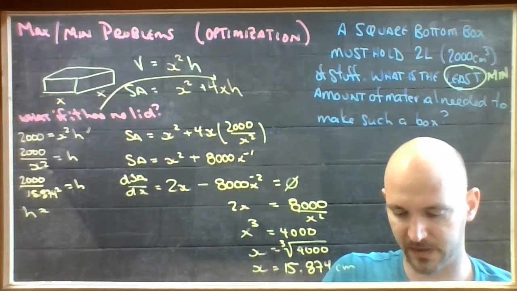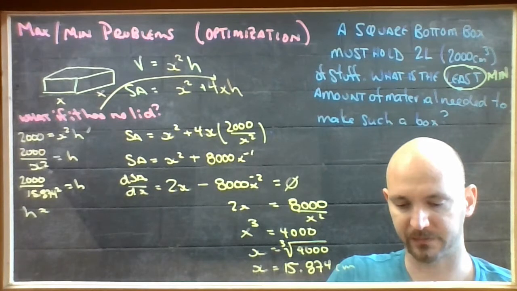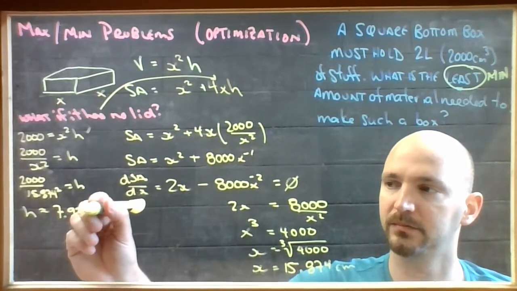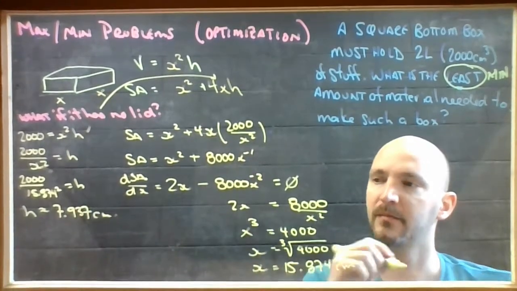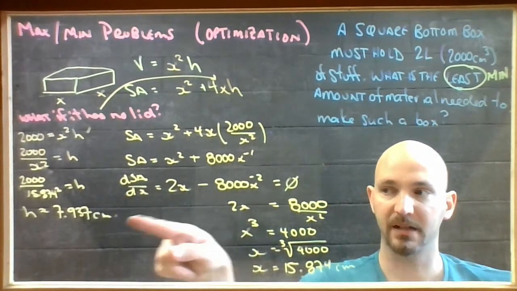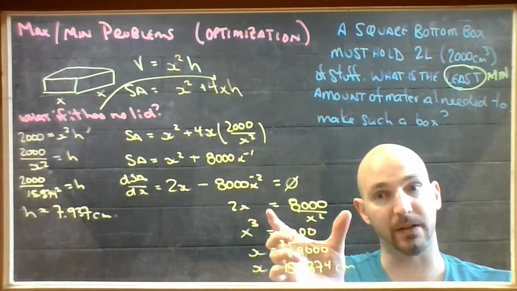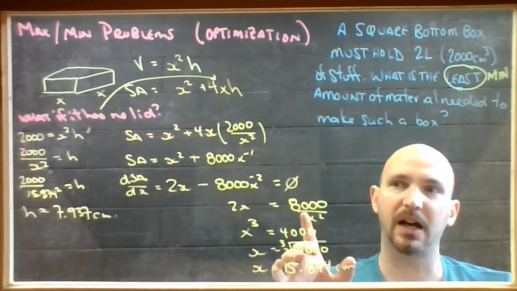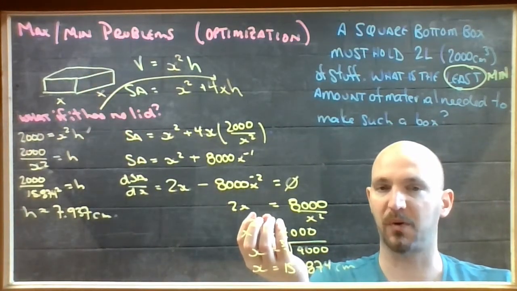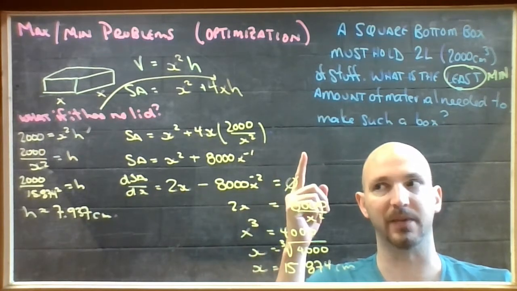raise that to the exponent negative 2 times 2,000. So 7.937. All right. So the new box has a height of only 7.937. This thing has gotten shorter, but wider. So if you think about how that's working, the box, you don't have to pay for the top anymore. So you can pour more area into the bottom without having to pay for what's over top of it.